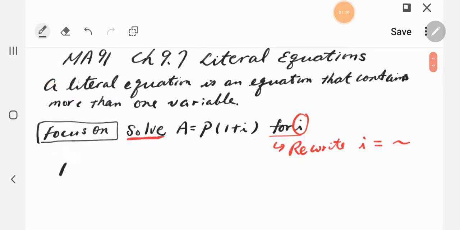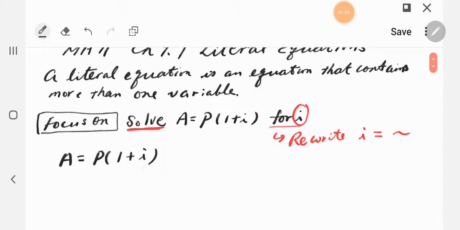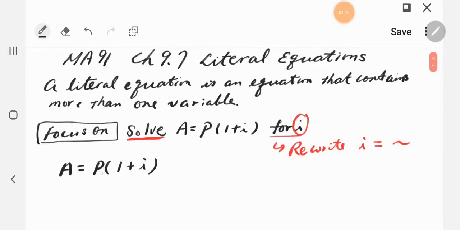So let me write the equation again. A is equal to P times (1 plus I). When we solve this for I, I is inside the parentheses. The right side of the equation is P times a binomial, and the binomial contains I. So from this we can distribute first. You can take that variable I out from the parentheses using the distributive property. So P plus Pi.